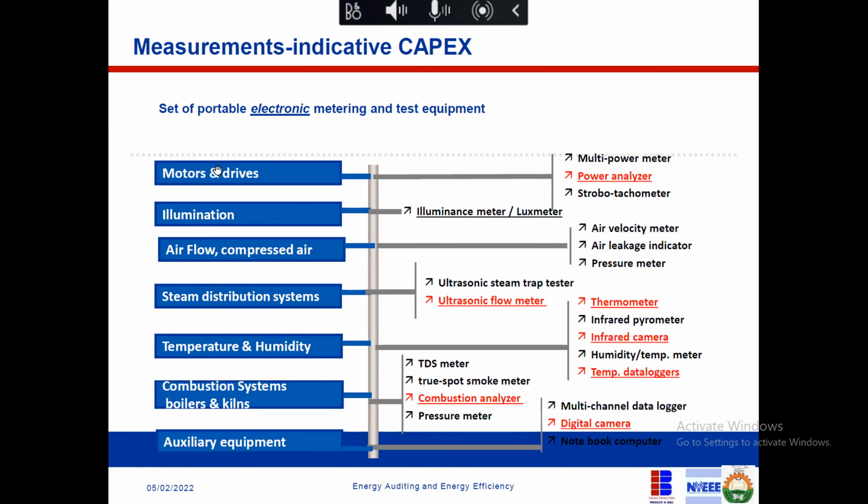When it comes to motors and drives, you need a multi-power meter, a power analyzer, and a stroboscopic tachometer. When you're talking about illumination, which is lighting, you need a lux meter, or you can call it an illuminance meter. When you're talking about airflow and compressed air systems, we're talking about an air velocity meter, an air leakage meter, and a pressure meter. So depending on what aspect you are measuring, you know the appropriate equipment you need.